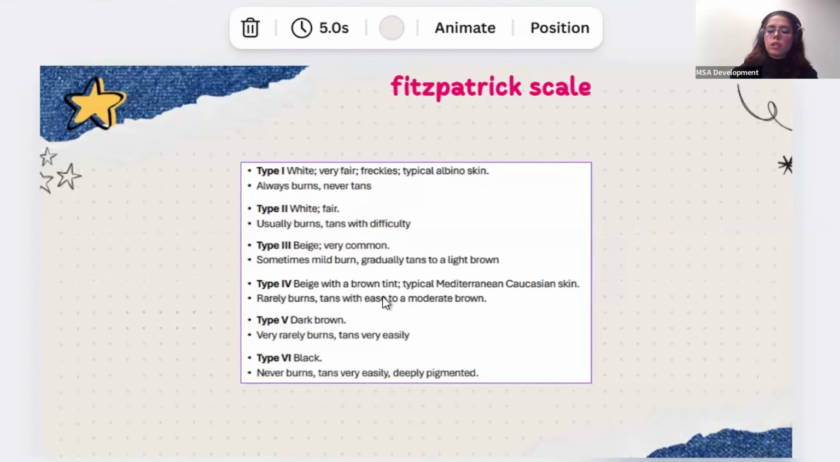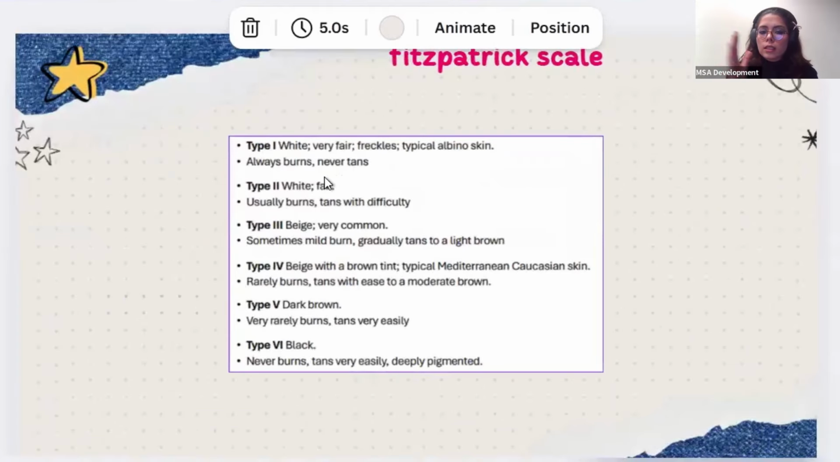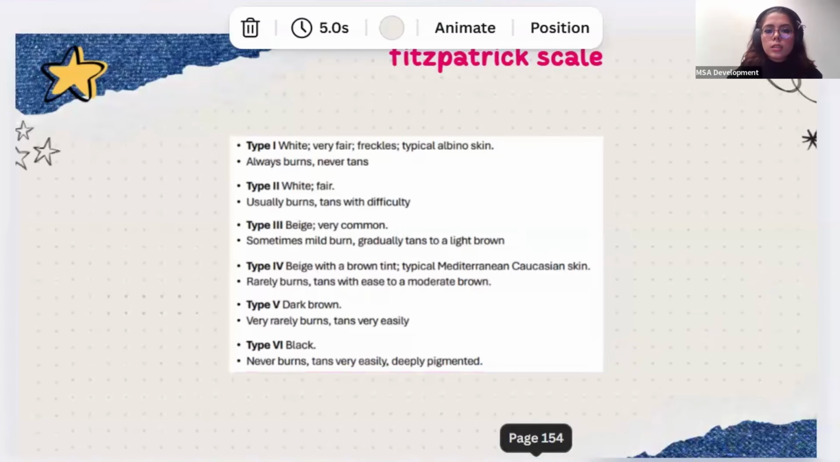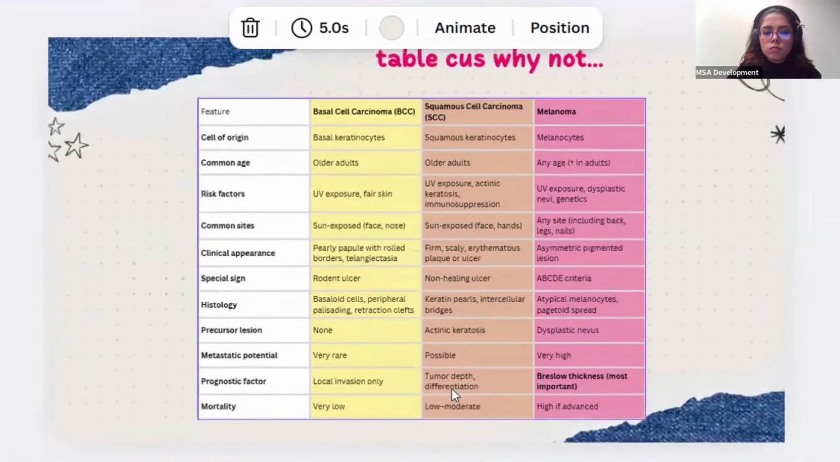Type 4, like the Saudi region, is ever so slightly darker, more tan. Type 5 is dark brown. Type 6 is black. Now, type 1 and type 2 have a very high chance of developing a skin cancer of some sort. Types 4, 5, and 6, not really. This is just a table to differentiate them.